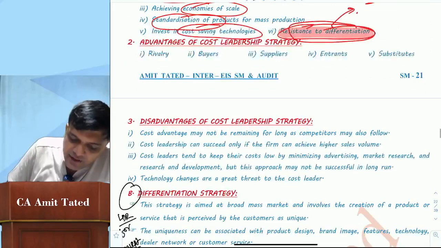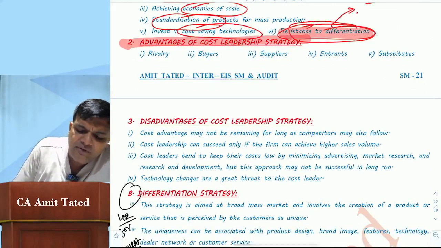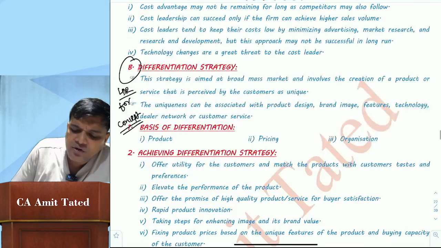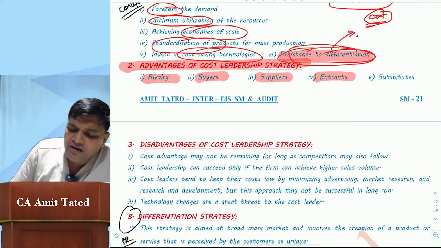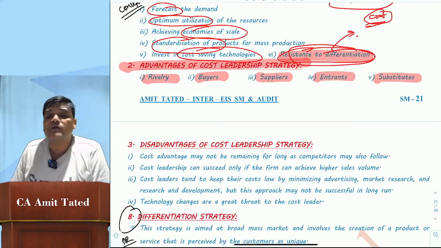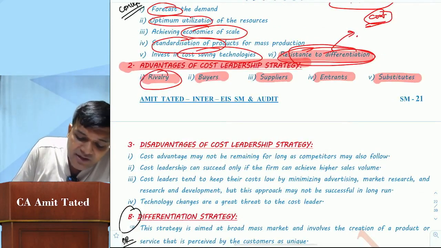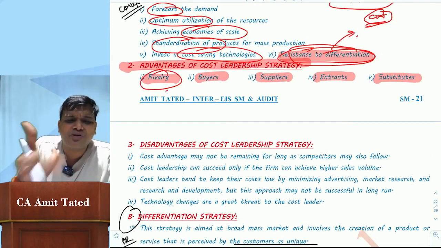Okay, perfect. Advantages of cost leader. If you remember, these are the five points we understood in the earlier part, the five competitive pressures. First point, rivalry. A cost leader will not have rivalry, the reason is simple: you are the cost leader.